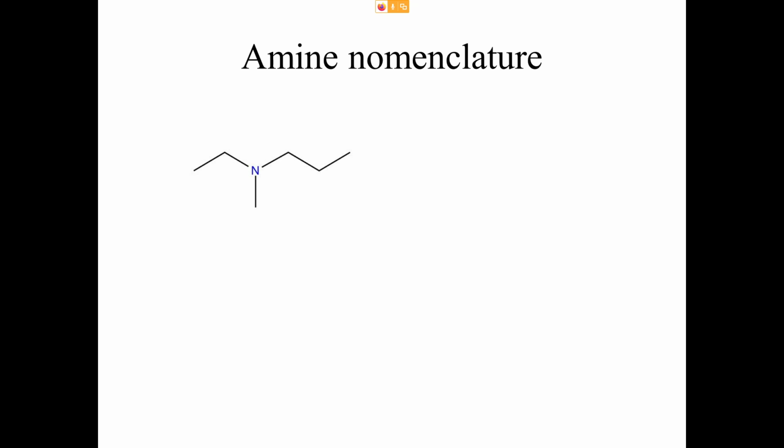So it's an amine. So I want to find the longest continuous chain that is attached to this nitrogen. And I can't count through the nitrogen because this is not a carbon. So you have 3 choices. This is another tertiary amine. So pick the longest one.